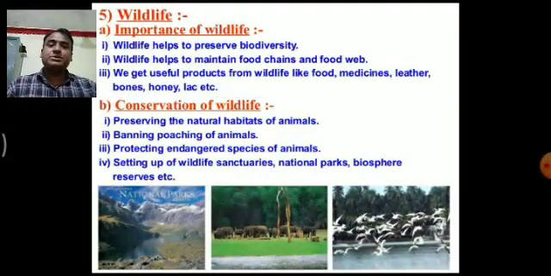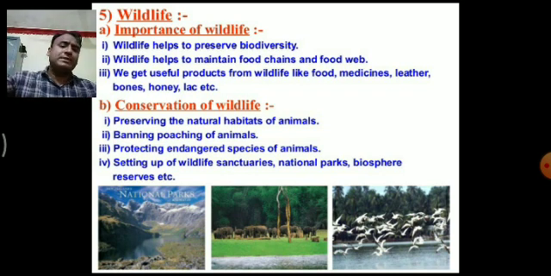Wildlife, importance of wildlife. See, wildlife is very important because every animal depends upon one another. They depend upon plants directly or indirectly. So the extinction of one species can result in the extinction of another species. This all belongs to evolution, how things evolve, because one species evolved from another.